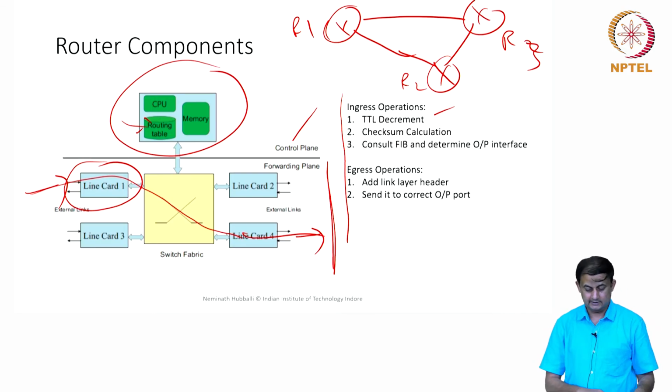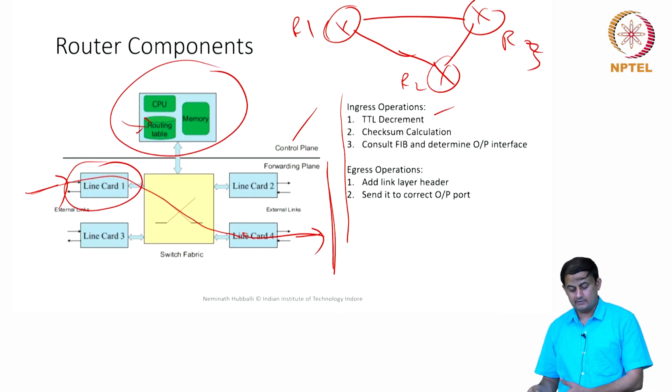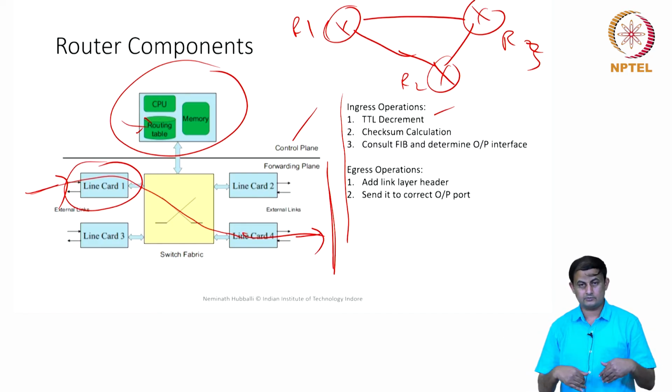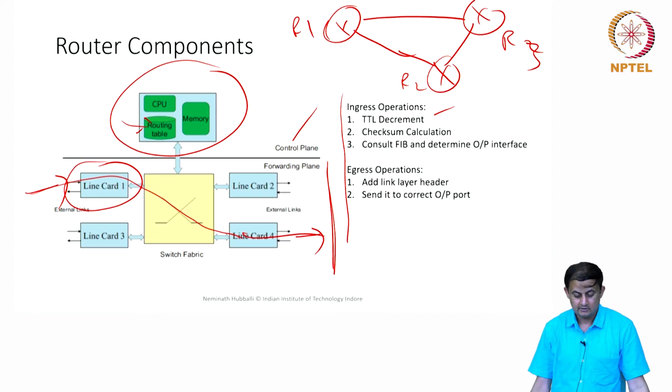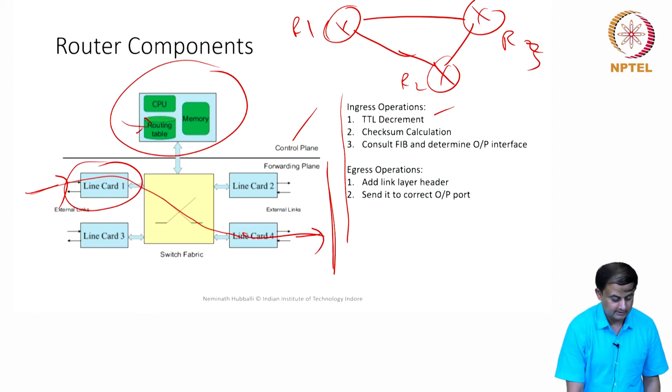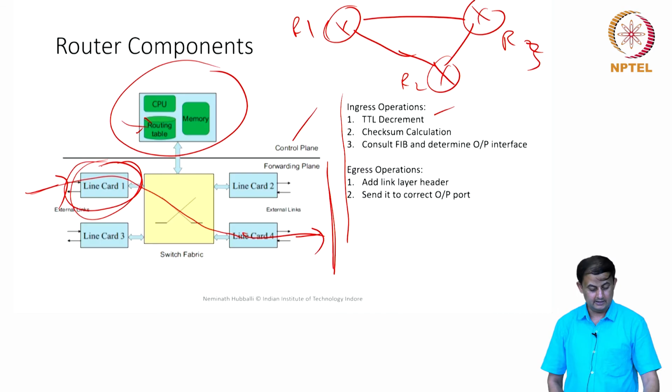So that is one thing. And if you reduce the TTL value, then you need to recompute the checksum value. At each hop of the router, you need to recompute the checksum value. So that is done typically at the input line card here.